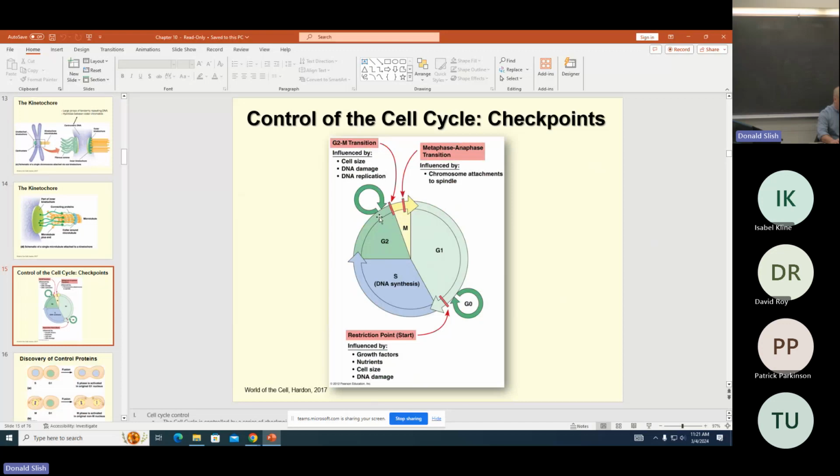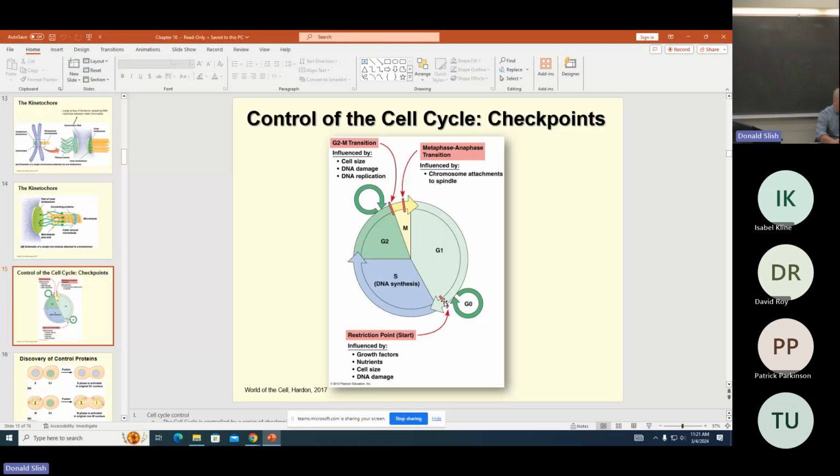So this G2 to M transition is influenced by cell size. The cell has to be big enough to make it through mitosis. And it's also checking for DNA damage and that the DNA is totally replicated. So after synthesis happens in S phase, the cell is ensuring that the two genomes that were made are complete before it goes through. This metaphase to anaphase transition here is making sure that all the sister chromatids are attached to the mitotic spindle. Otherwise, like I said, you end up with aneuploidy and both cells end up dying.